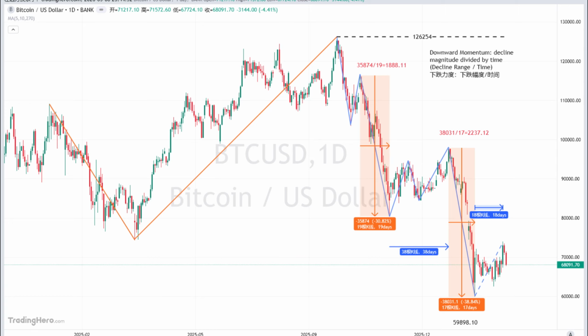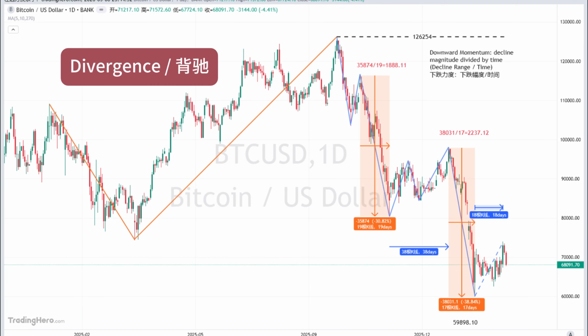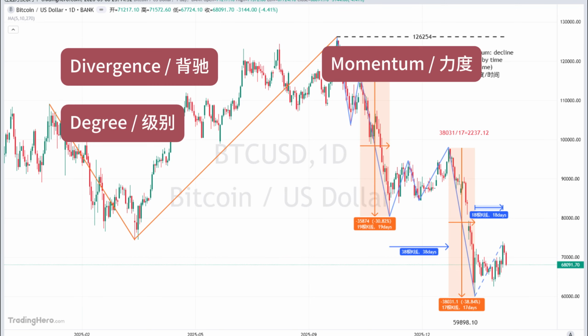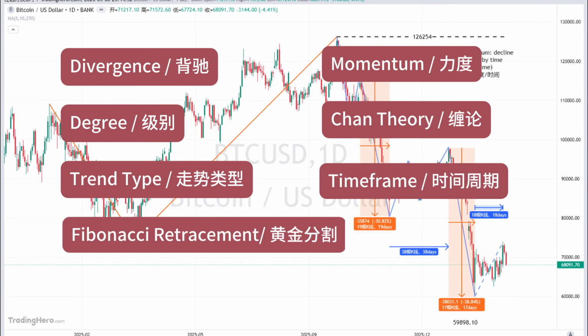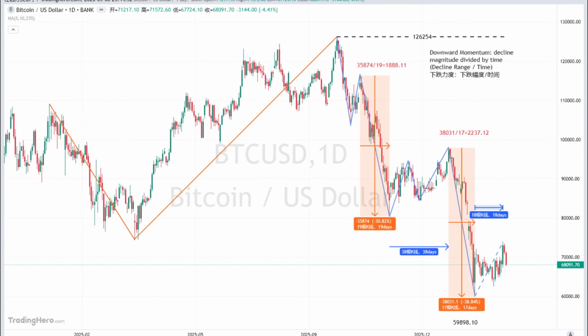In the analysis that follows, I'll be applying several technical concepts, including divergence, momentum, degree, Chan theory, trend type, time frame, and Fibonacci retracement. Since Bitcoin's total supply is fixed, we can use momentum to measure the power comparison between bulls and bears, which is very meaningful.